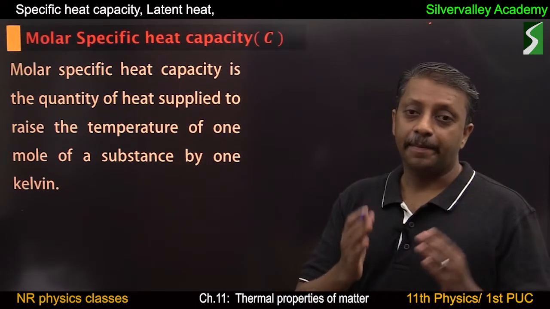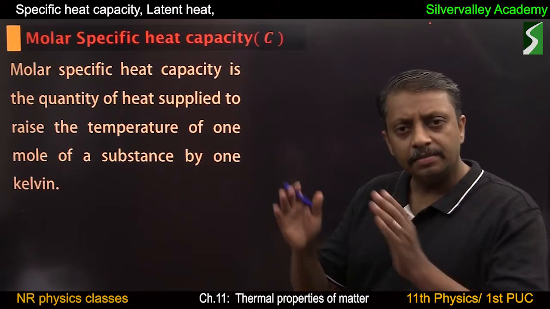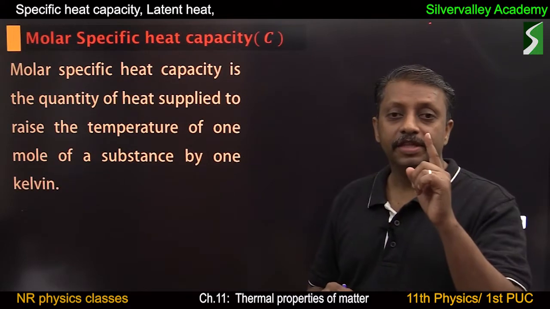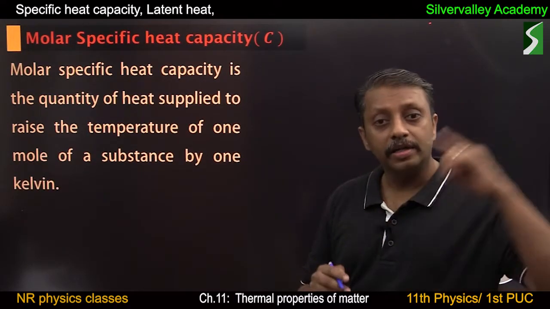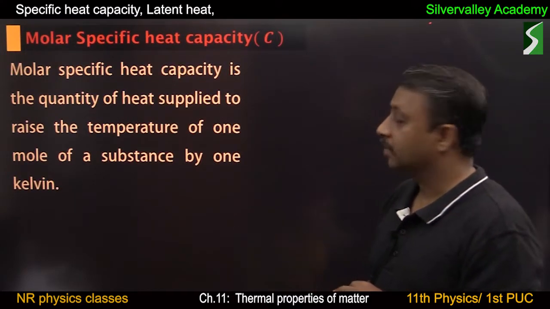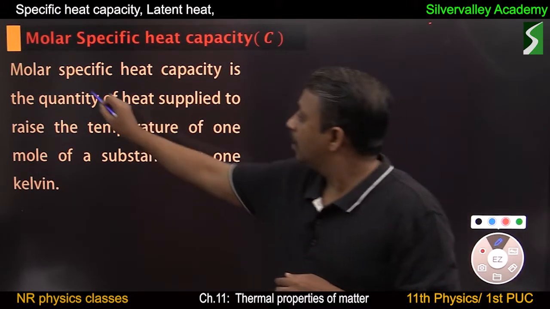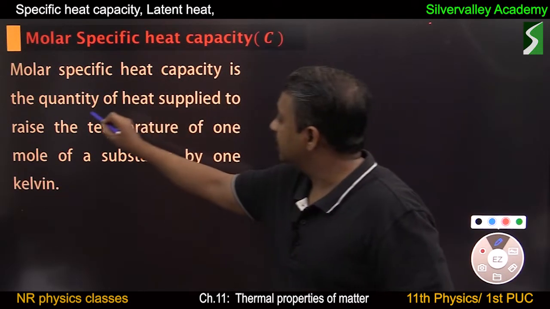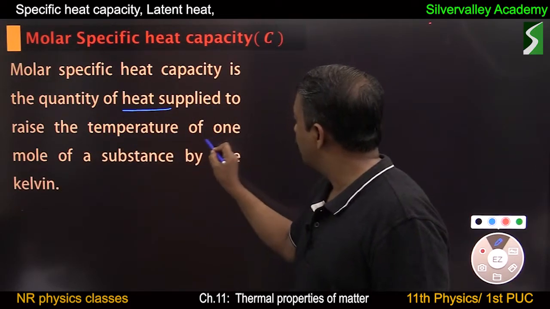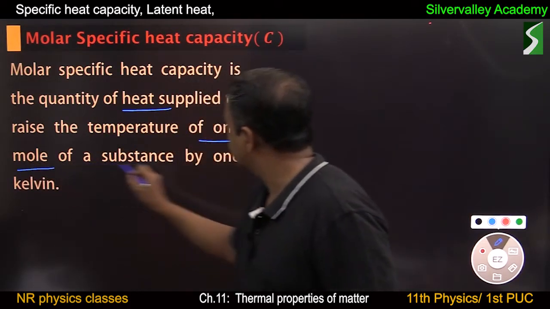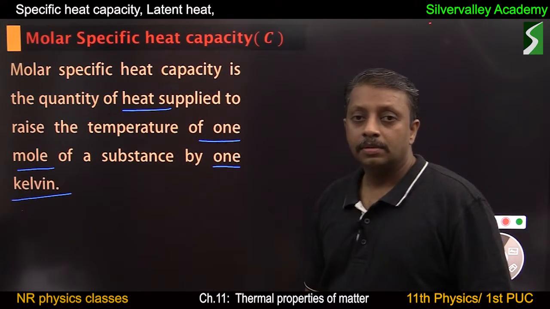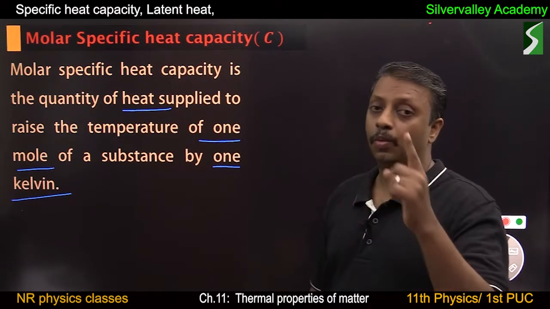Molar specific heat capacity. Same statement, but this molar specific heat capacity is defined with respect to 1 mole. Earlier it was with respect to 1 kg, now with respect to 1 mole. Go through this statement. Molar specific heat capacity is the quantity of heat supplied to raise the temperature of 1 mole of a substance by 1 Kelvin. Earlier 1 kg, now 1 mole.